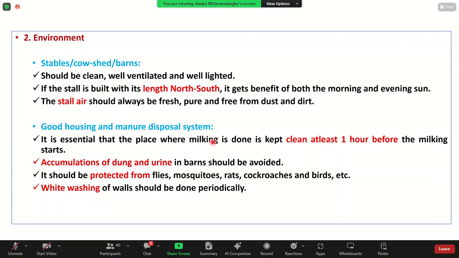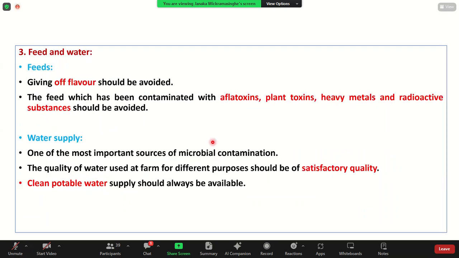That's why when I was discussing houses, I was telling you that we need a housing system with a very good slope to collect this manure and urine without any issue and safely remove it from the housing system and collect it into a waste treatment plant, right? So those things have to be practiced to assure very clean milk production, right?